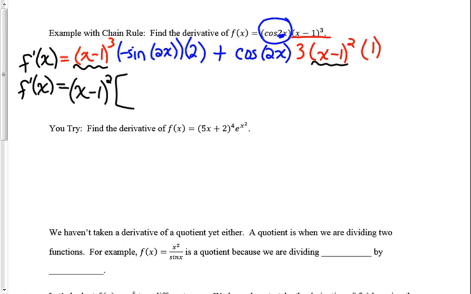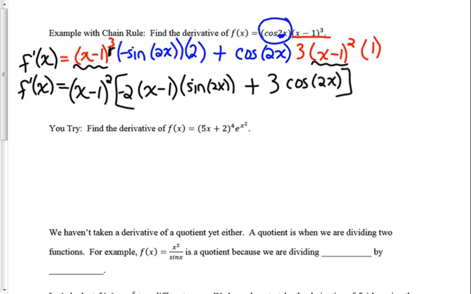I'm going to do some rearranging in my first term because I want my negative sign to be in the front and I want that 2 to be in the front. So I have a negative 2. I have an x minus 1 left over because I initially had an x minus 1 cubed here. Then I still have my sine of 2x. In the second term, of course, I'm going to put my constant in front. That's a 3. I factored out all of my x minus 1's raised to the second power, so all I have left is cosine of 2x from my second term. So this is probably what it would look like if it were a multiple choice question.